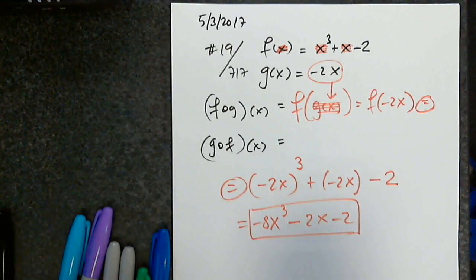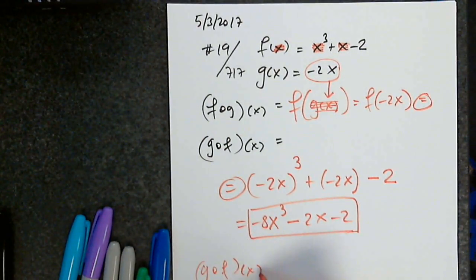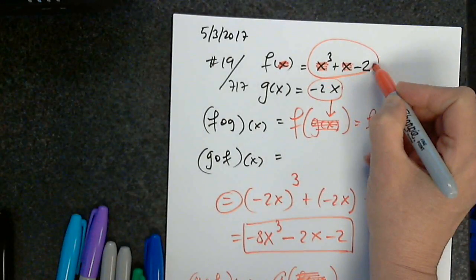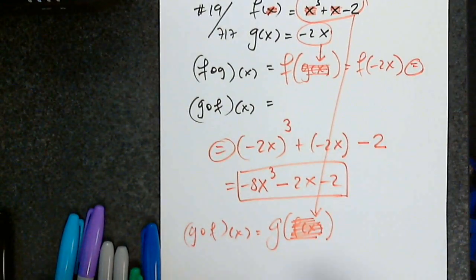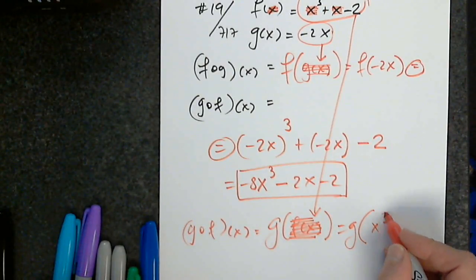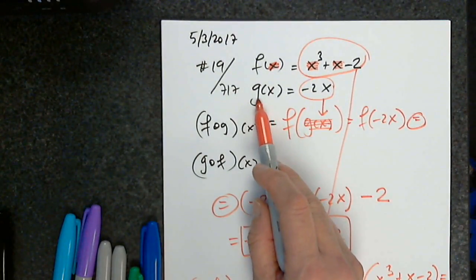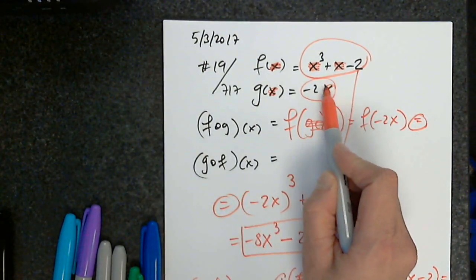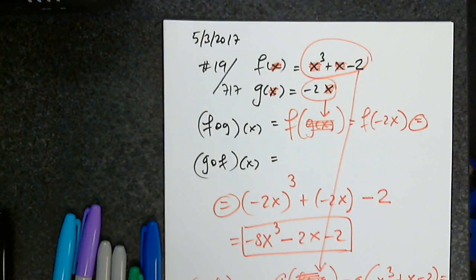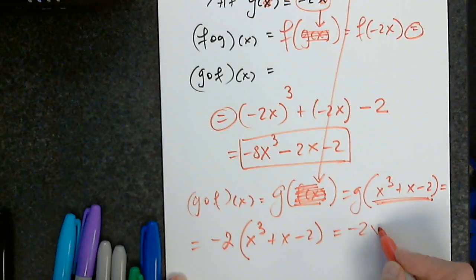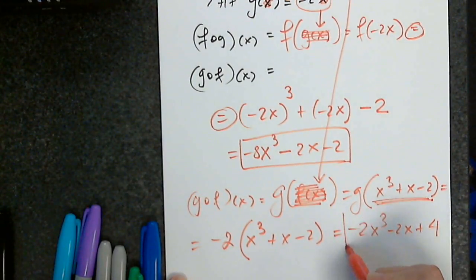So now in order to find g comp f of x, I have to write g of f of x. You don't have to erase it like this, but I'm making a point. Instead of this, I have to write that. So g of x cubed plus x minus 2, and now I'm looking at g. Everywhere I see x in g, I have to replace it by this quantity. So it's negative 2 multiplied by x to the third plus x minus 2, and I get negative 2x cubed minus 2x plus 4. And again, this is it.